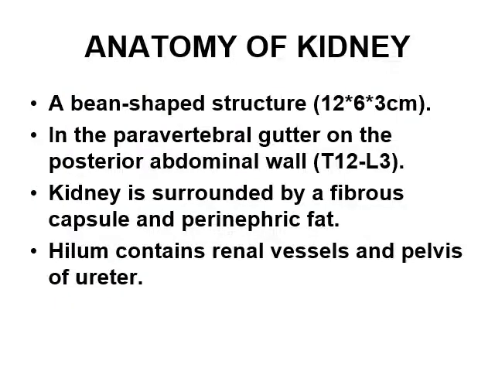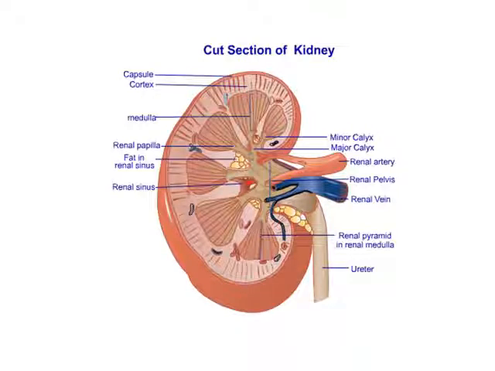The dimensions of the kidney range from 12 centimeters as a length, 6 as a width, and 3 centimeters as a thickness, and this is the average. It is surrounded by the fibrous capsule and the perinephric fat, and the fibrous capsule is the only sensitive structure in the kidney. The hilum contains the vessels of the kidney and the pelvis of the ureter. This is shown clearly in this cut section of the kidney.